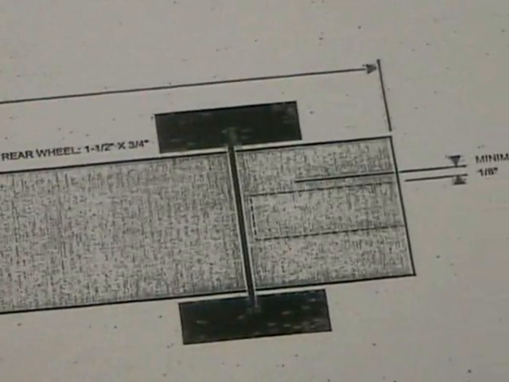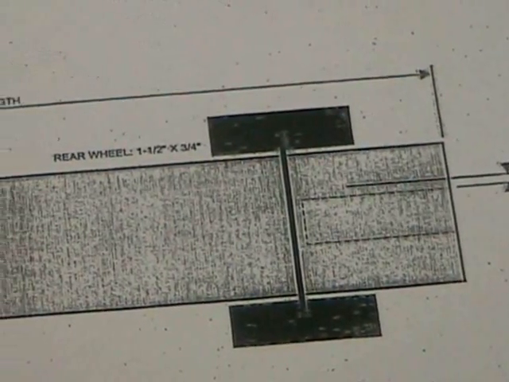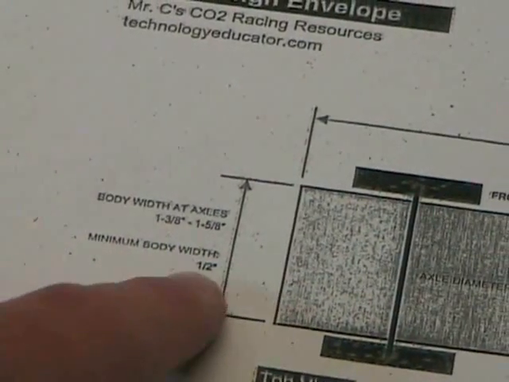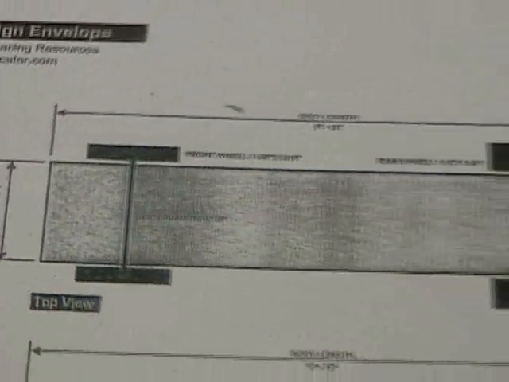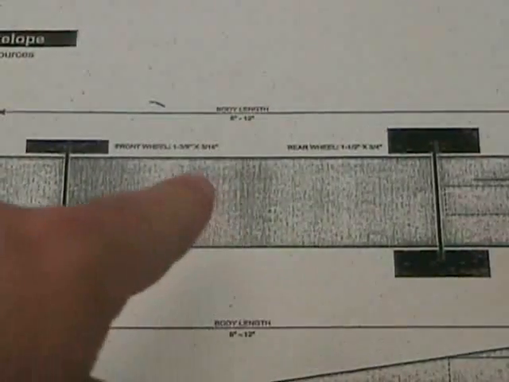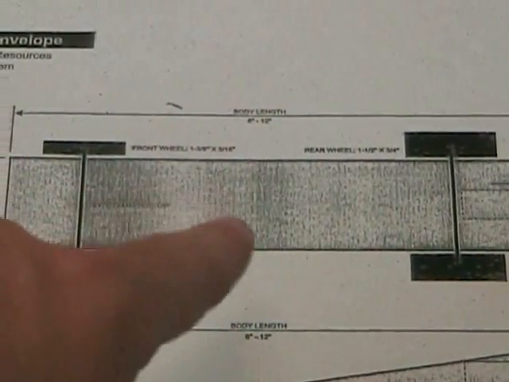Now that's true in the front of the car, and if we swing around, also in the rear of the car. You might also notice, if we pan back here, that the minimum body width needs to be at least 1/2 of an inch. And that is between the two axles themselves. That body width cannot be any less than 1/2 of an inch.